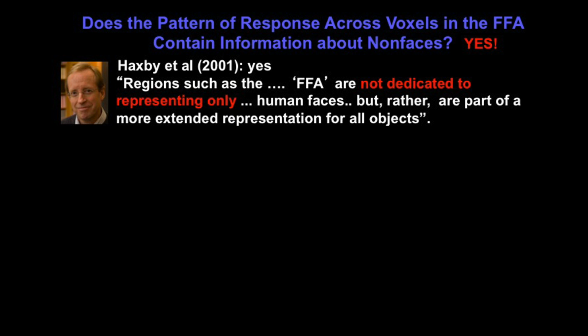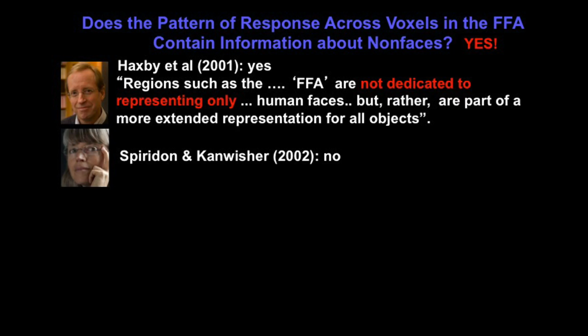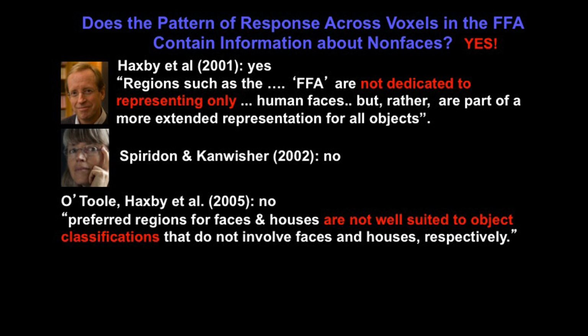We did another experiment, and my postdoc and I found that actually you couldn't discriminate chairs from cars in the fusiform face area. So we published a paper saying, nope, no you can't. Okay. And then, very delightfully, Jim Haxby went back and collaborated with some other people and did another analysis of his same original data and said, whoops, actually, quote, preferred regions for faces and houses are not well suited to object classifications that do not involve faces and houses, respectively. So, not that it's a petty little fight, but actually I was kind of delighted.